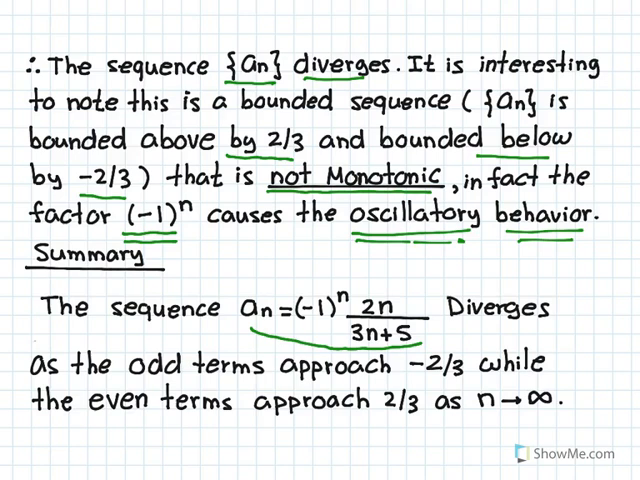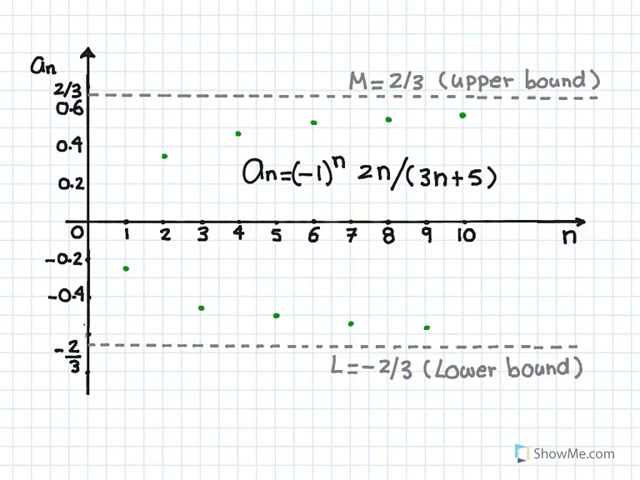So the sequence a_n equal to minus 1 to the n times 2n divided by 3n plus 5 diverges because the odd terms approach negative 2/3 while the even terms approach 2/3 as n goes to infinity. So it does not converge to a limit. It doesn't have a converging limit. It's oscillating between two limits, 2/3 and negative 2/3. And for that reason, it diverges. Now let's look at a graph.